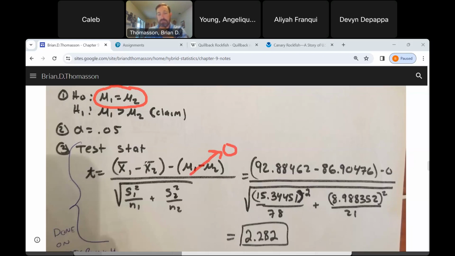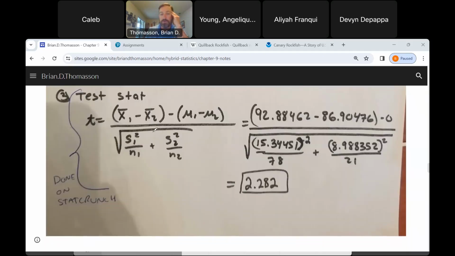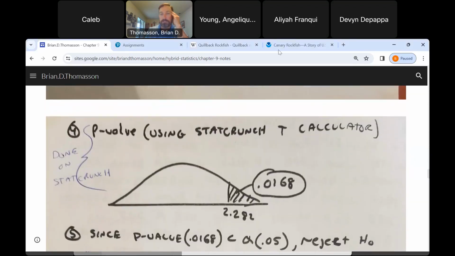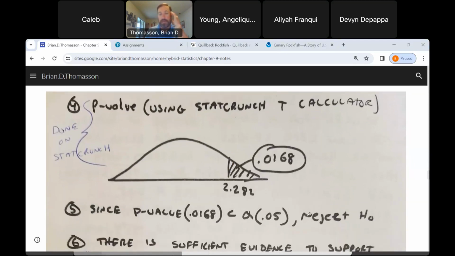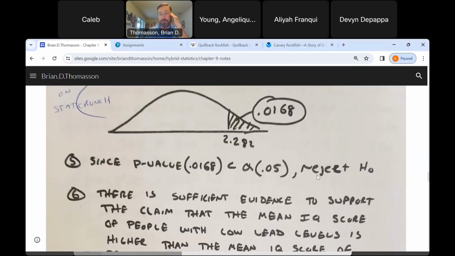So we just have to measure the difference between our two samples. And we plug in all the given information, and we'll have StatCrunch do this for us. And we find that the test stat is 2.282. This is a right tail test. It's greater than. So when we go to find the p-value, we want to find the area above our test stat. So that's where we get the 0.168. Again, StatCrunch will do this for us. And then we're right back to our standard procedure. If the p-value is low, we reject H0. Again, the p-value is 0.168, which is less than alpha. So we want to reject.